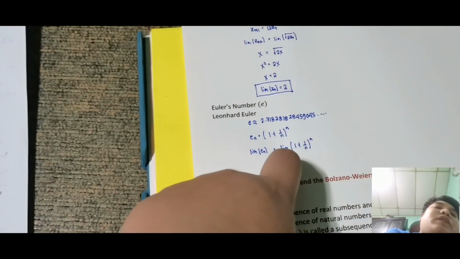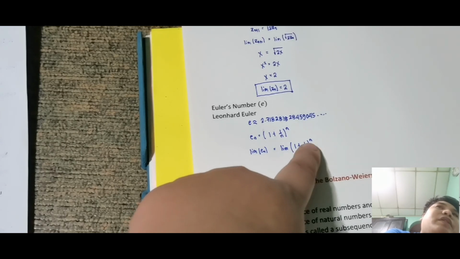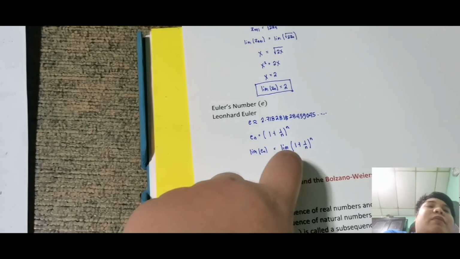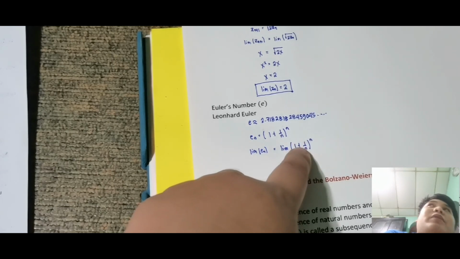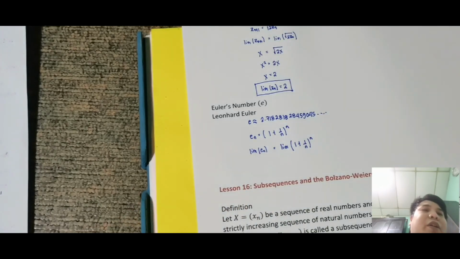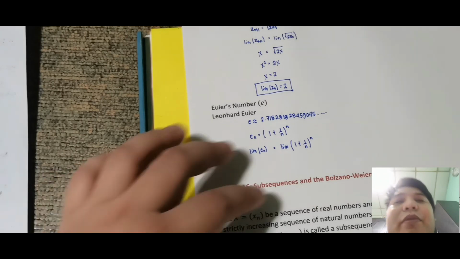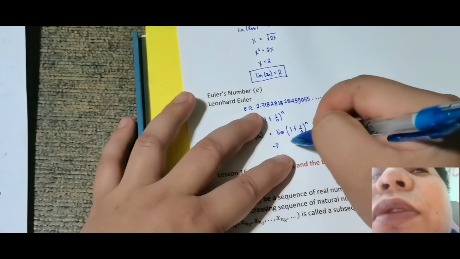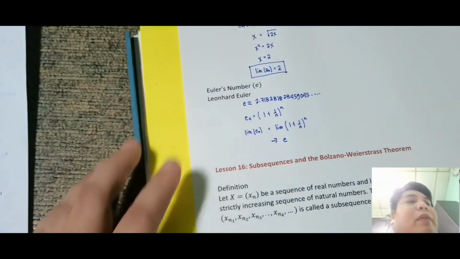For n is equal to 2, that is (1 plus 1 half) raised to 2, that is 3 over 2 raised to 2. Then for n is 3, (1 plus 1 over 3) raised to 3. Then (1 plus 1 over 4) raised to 4. Ganun yung gagawin yan, tuloy-tuloy. Okay, so it turns out na makikita mo, isa ang makikita mo is yung limit is approaches to E or 2.7 something.